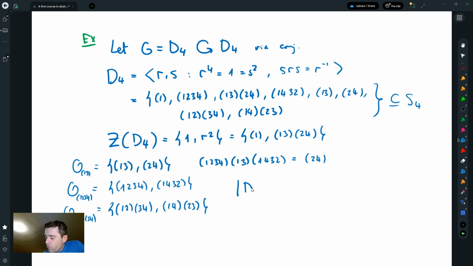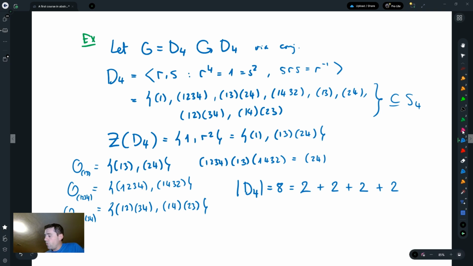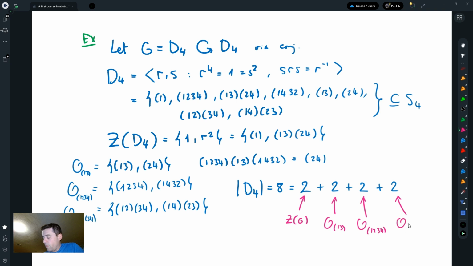And the class equation reads that the order of D4, which is of size 8, is 2, the size of the center, plus 2, the orbit of (1 3), plus 2, the orbit of (1 2 3 4), plus 2, the orbit of (1 2)(3 4). So I will write that in here. This corresponds to the center. This corresponds to the orbit of (1 3). This corresponds to the orbit of (1 2 3 4). And this corresponds to the orbit of (1 2)(3 4).